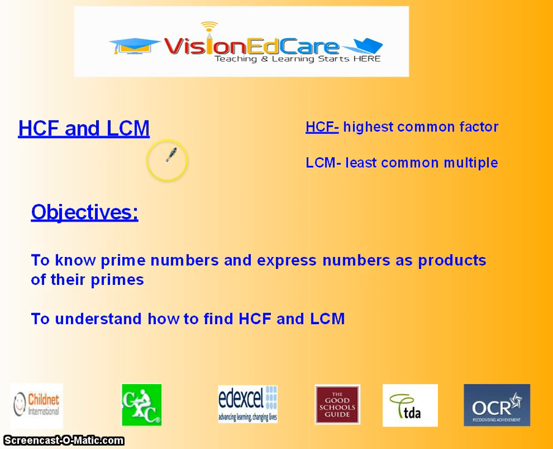In this section, we are going to explore highest common factor and lowest common multiple. So first, you know prime numbers, and you will express numbers as products of their primes, and you will understand how to find the highest common factor and the lowest common multiple.